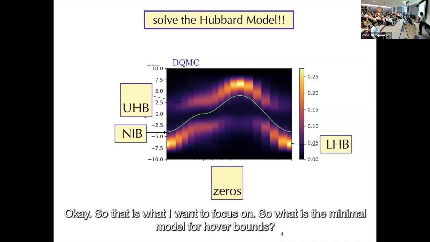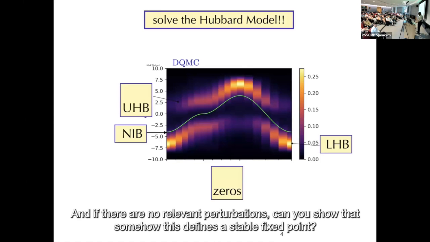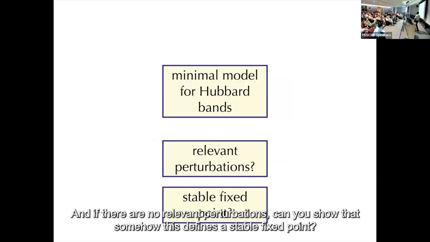So that is what I want to focus on. So what is the minimal model for Hubbard bands? And if you do have such a model, are there any relevant perturbations? And if there are no relevant perturbations, can you show that somehow this defines a stable fixed point? Okay, so that's the goal.